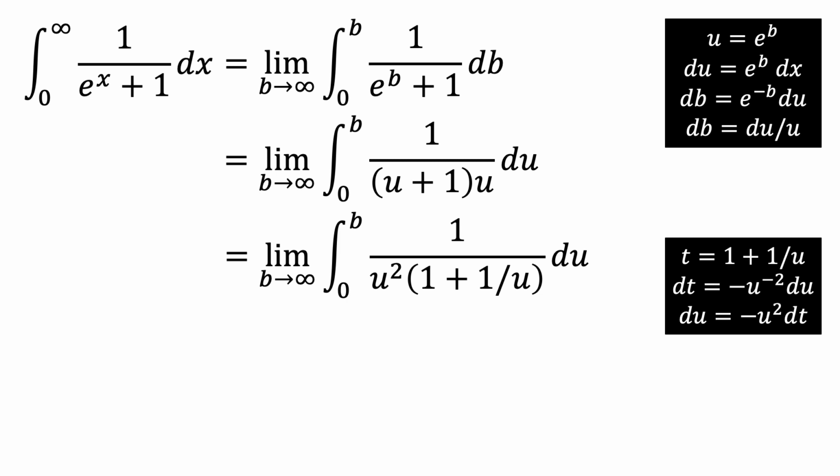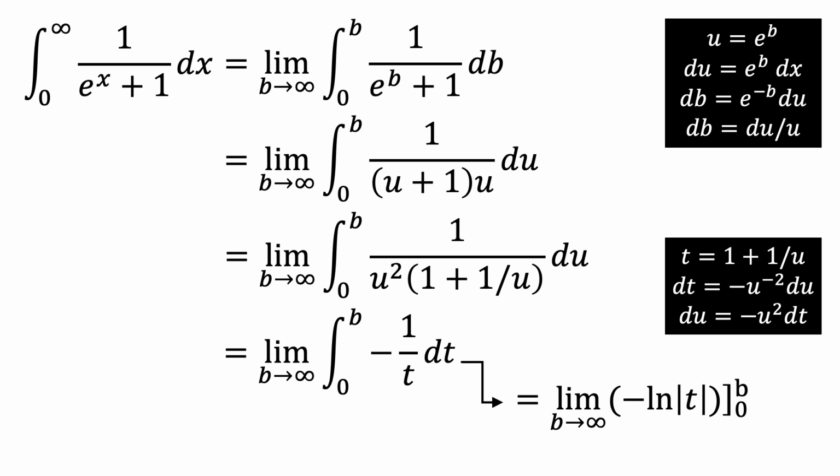At this point, I'm going to do another substitution where I let t equal to 1 plus 1 over u. Taking the derivative gives me dt is equal to negative u to the negative 2 power du. And this also implies that du is equal to negative u squared dt. Once I do this substitution, my integral simply becomes negative 1 over t dt.